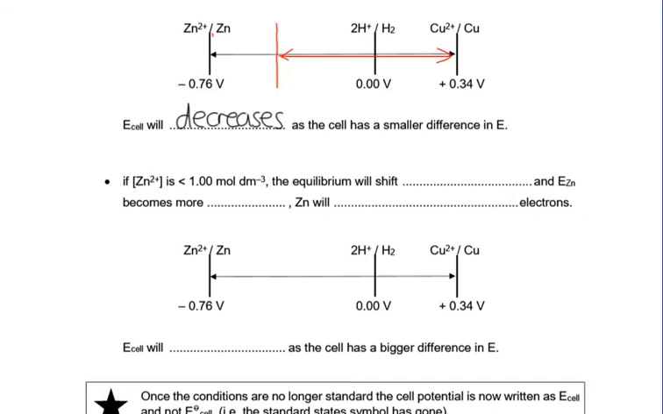If we were to do the opposite then the equilibrium will shift to the left. If we were to decrease the concentration, it's going to become more negative because we're going to release more electrons. Remember, the zinc is losing electrons, so it's going to lose more electrons. Our position of equilibrium is going to shift to the left, and the gap between the two is getting bigger.